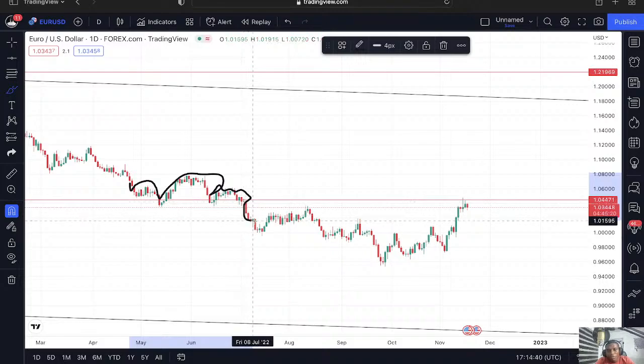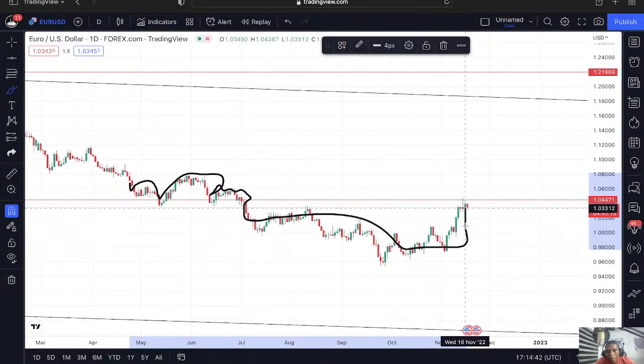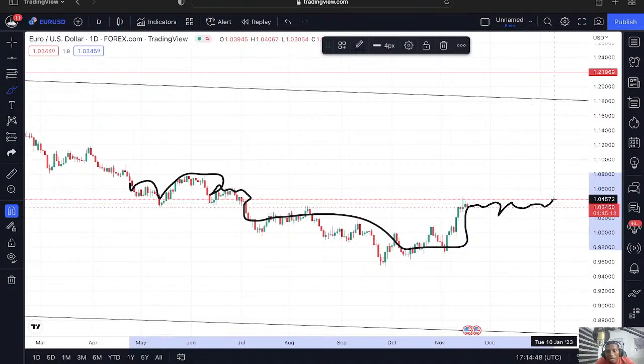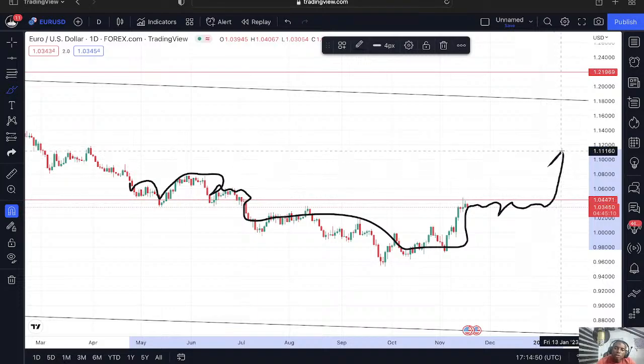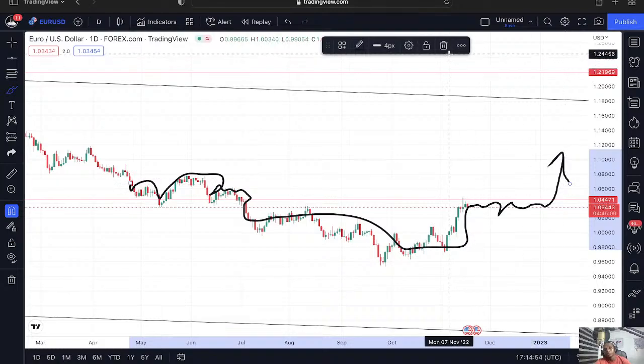If the same thing happens here and price lingers longer and leans longer on this region, a potential breakout cannot be denied.